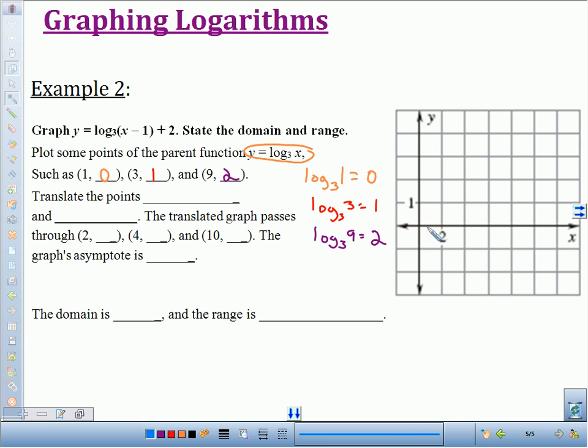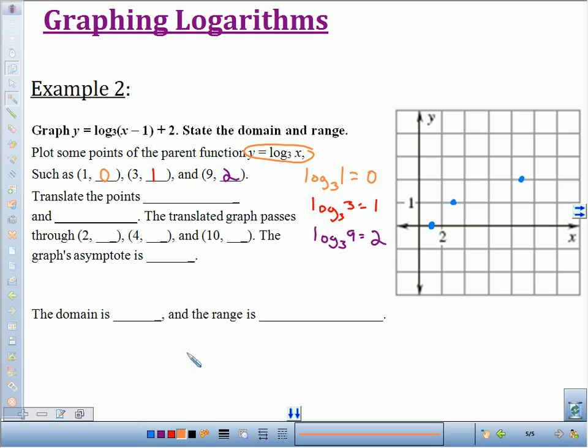I have a point at 1, 0. So there's a point at 1, 0. I have a point at 3, 1. So here's 3, 1 right there. And I have a point at 9, 2. So 2, 4, 6, 8, 9, 2. Now, I plotted my points. Here's where things get different. I am not going to draw a curve here, right?